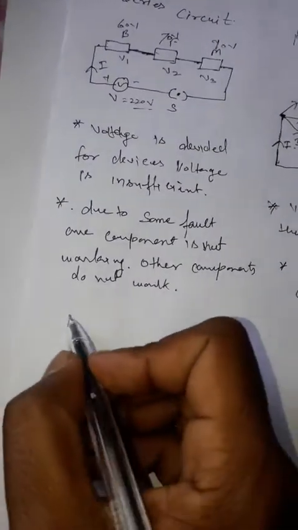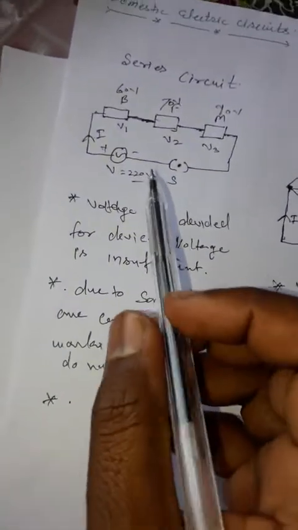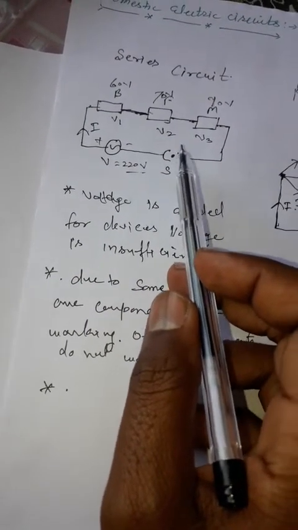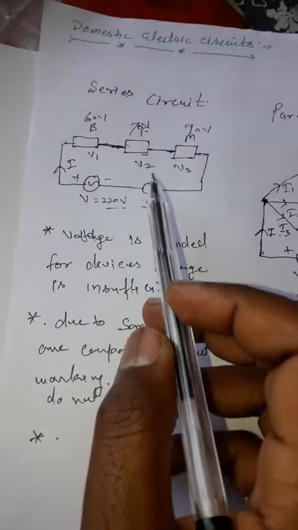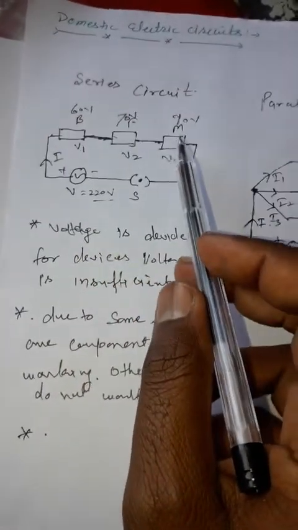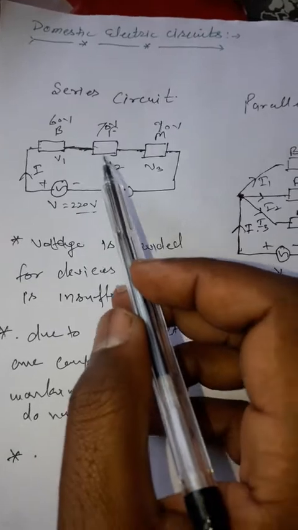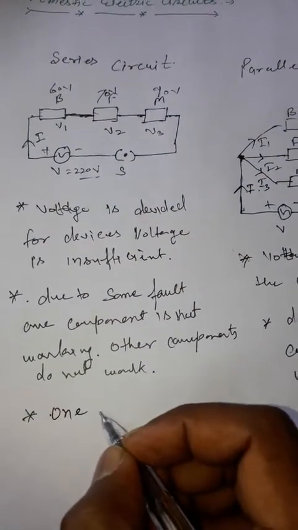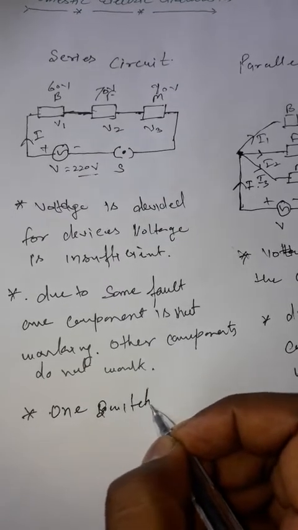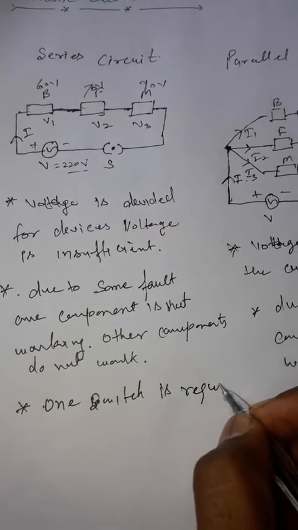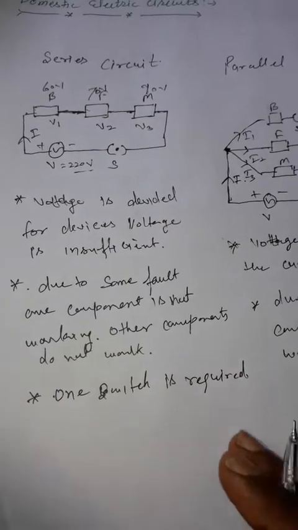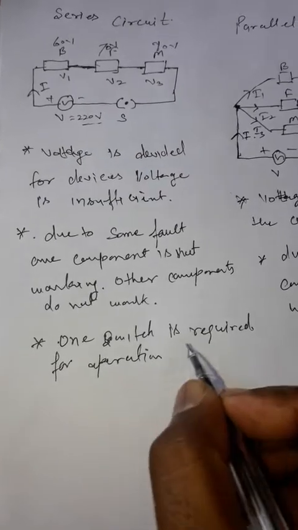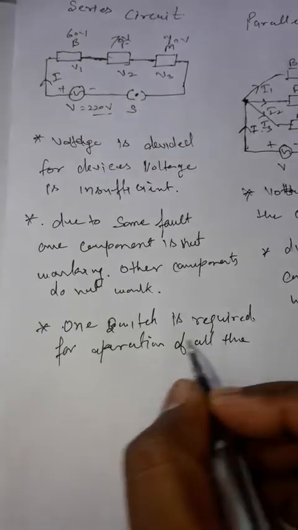The third difference is that in case of series circuit, only one switch is required. When the switch is open, then all the devices are in off mode, and when the switch is closed, then all the devices are working properly. So one switch is required for the operation of all the devices or components.